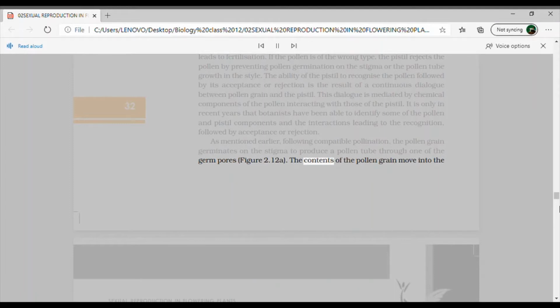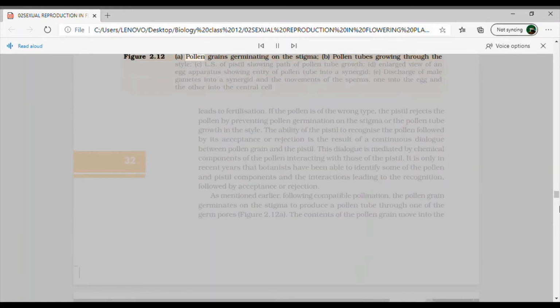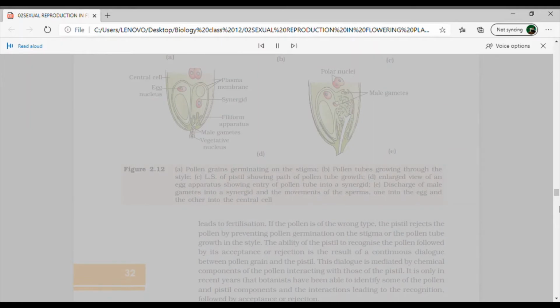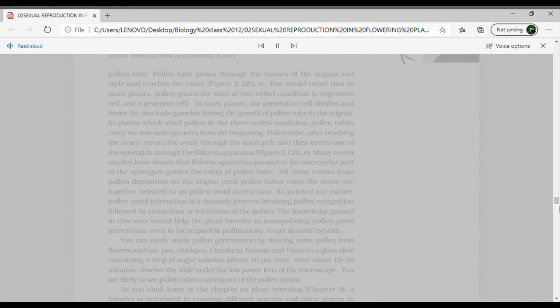The contents of the pollen grain move into the pollen tube. Figure 2.12: A. Pollen grains germinating on the stigma. B. Pollen tubes growing through the style. C. LS of pistil showing path of pollen tube growth. D. Enlarged view of an egg apparatus showing entry of pollen tube into a synergid. E. Discharge of male gametes into a synergid and the movements of the sperms, one into the egg, and the other into the central cell. The pollen tube grows through the tissues of the stigma and style and reaches the ovary, Figure 2.12 BC.